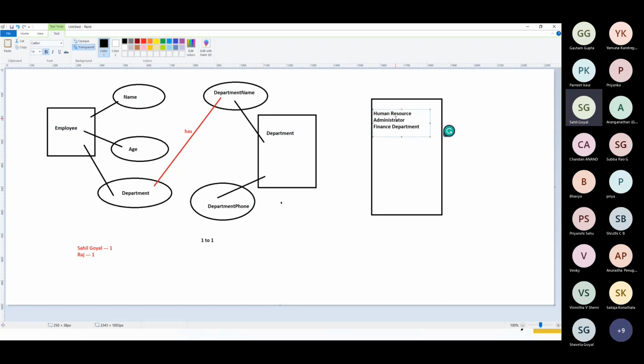Okay. There is the operations department, etc. All right. So now these different departments can belong to multiple sets of employees, right? In the human resource department, we can have 10 employees. In the administrator department, I can have 5 employees. In the finance department, I can have 15 employees. In the operations department, I can have 100 employees.